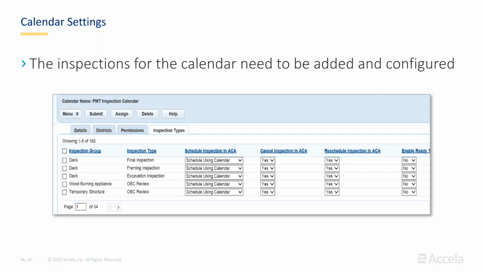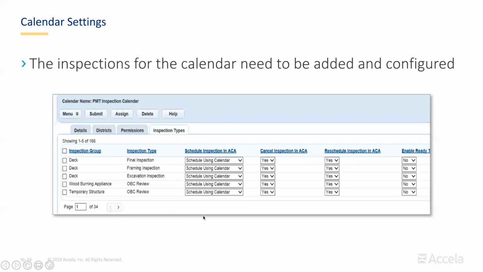So if your health district required everyone for next day to submit by noon, you could set up a calendar for them. And if your building department was okay with people calling in, setting it all the way until 8 p.m., you could set up that calendar slightly different.